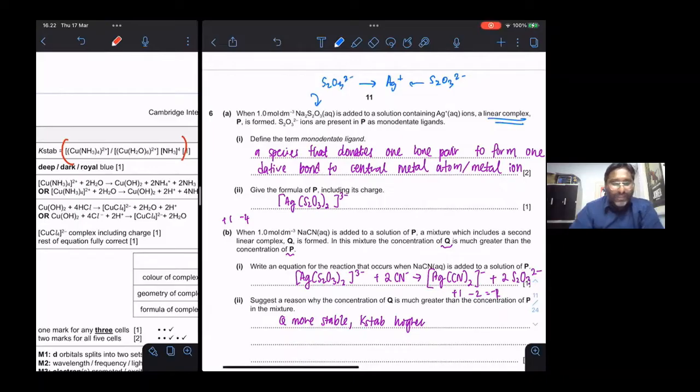Define the term monodentate ligand: a species that can donate 1 lone pair of electrons to form 1 dative bond to the central metal atom or metal ion. This is very important, 1 dative bond. And give the formula of P, including the charge. This one is quite important also.